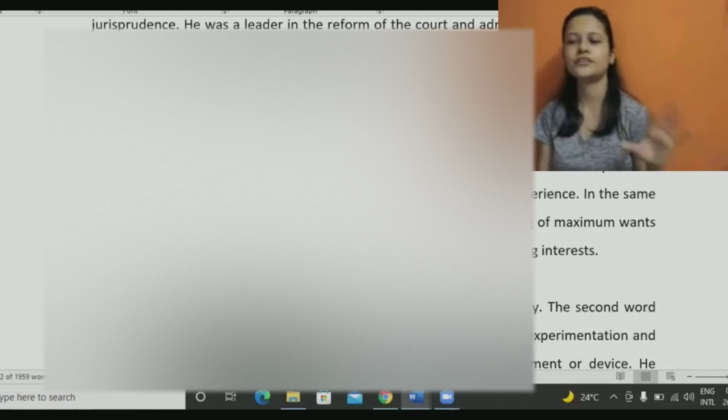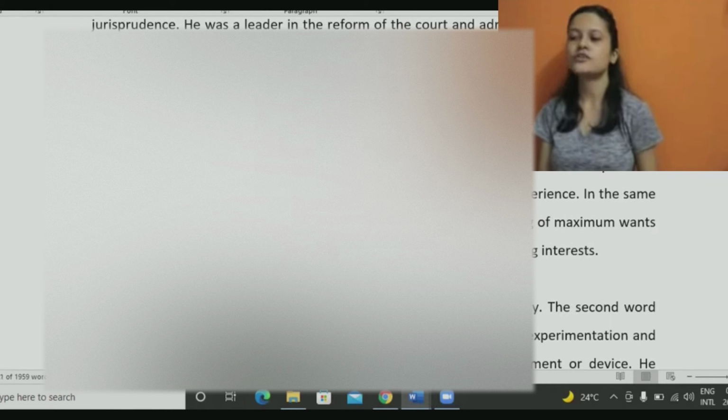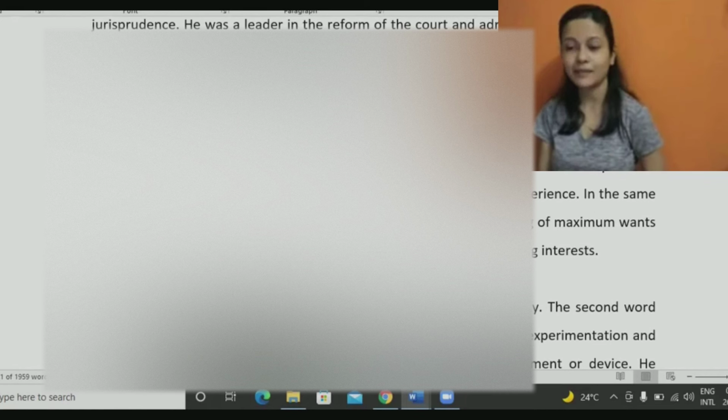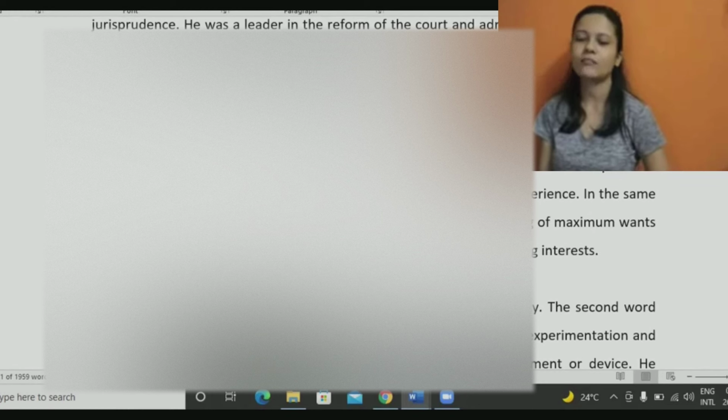Now, what is this theory of social engineering all about? Social engineering is called engineering because Roscoe Pound compared the work of lawyers to engineers. Actually, the work of engineers is to produce finished products into the society, which is based on continuous experimentation and experience. In the same way, the aim of social engineering is to build up society by satisfying maximum wants with minimum usage of resources. It involves balancing of competing interests.